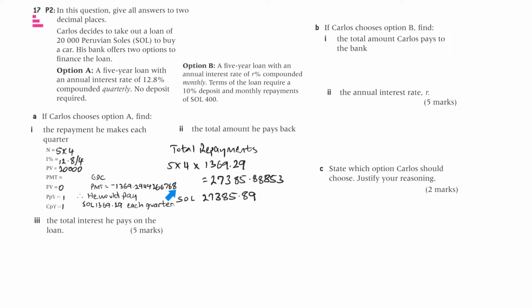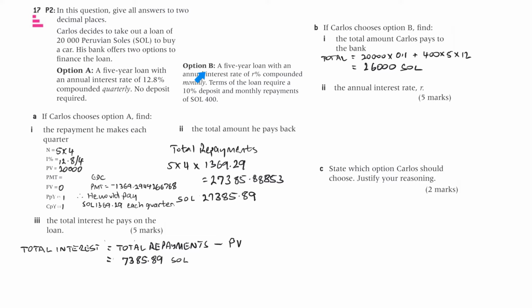I used that from the calculator to get an accurate answer here, and it was 27,385.89 sols. 3, the total interest he pays on the loan. Well, the total interest is the total repayments minus the present value. So that would be 27,385.89 minus the present value, which is 20,000. So it's 7,385.89 sol. B, if Carlos chooses option B, find 1, the total amount Carlos pays to the bank.